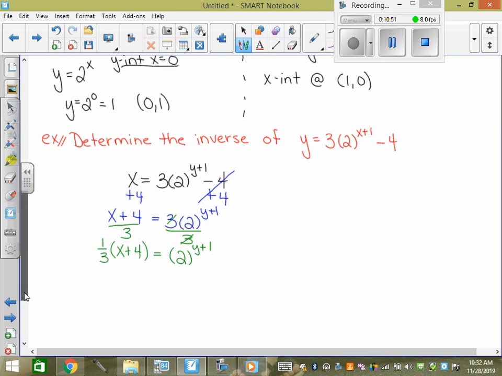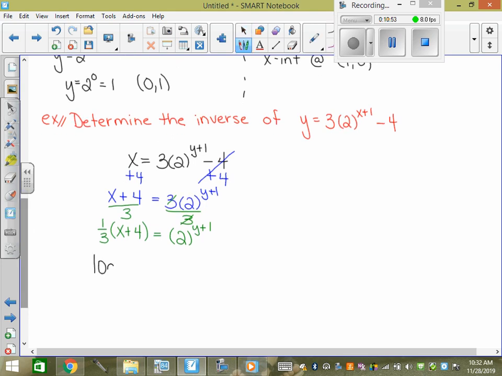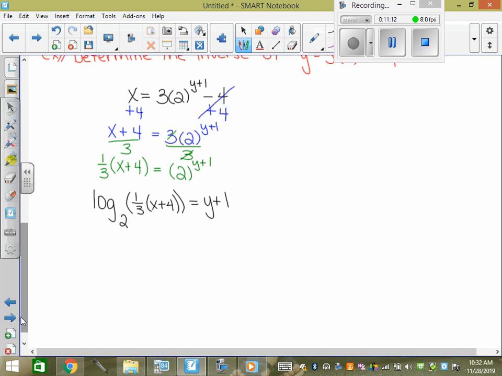So now I'm going to get log base 2. What goes beside it? What's over here? So 1/3 (x plus 4) equals y plus 1. And then what am I going to have to do? Subtract the 1. So y equals log base 2 of 1/3 (x plus 4), minus 1.